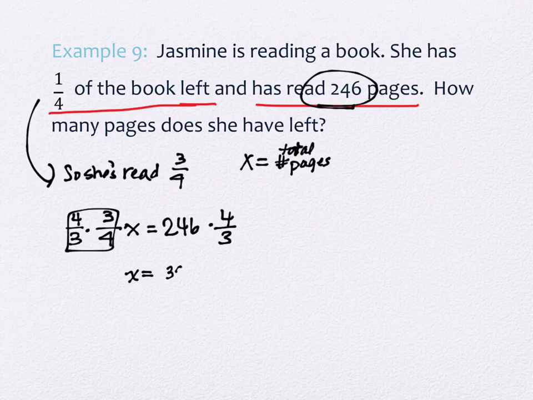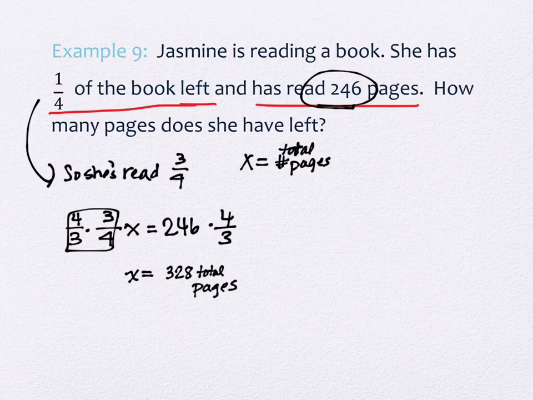328. Okay, but what did I find? 328 is what? Actually, it's the total pages, yeah. So we want to make sure that we're answering the question that we were asked, which was not what we just found. We found the total number of pages. When you get an answer, just check for yourself, what did I find? Sometimes you're done, sometimes you're not. Here we're not.